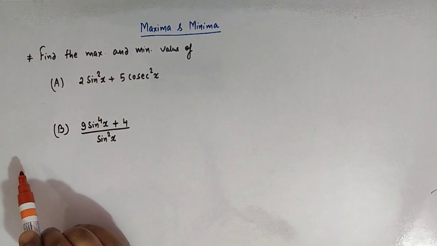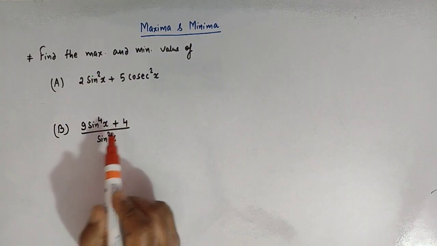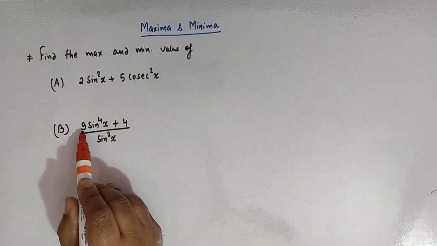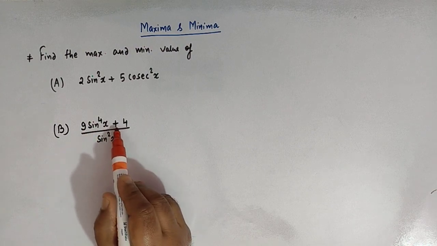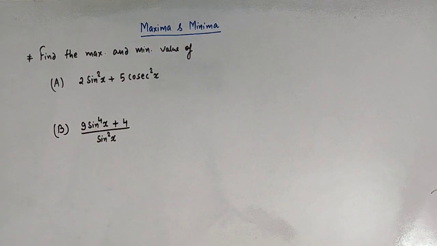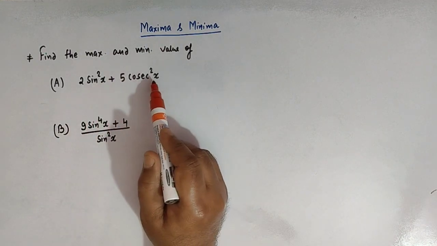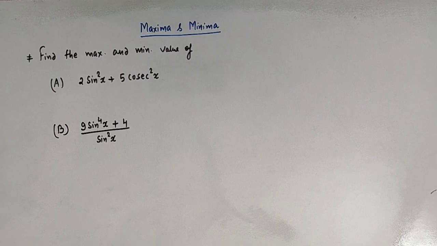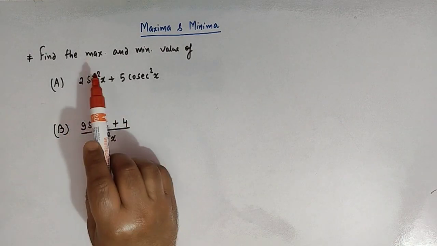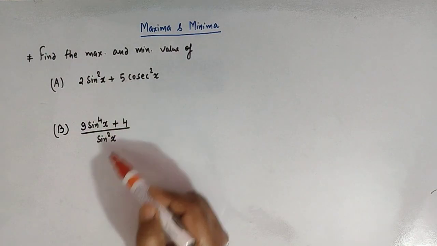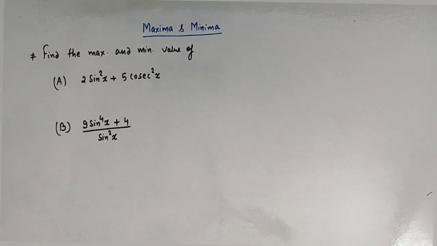And in the second problem, we have to find the maximum and minimum value of this expression, that is (9 sin 4x + 4) divided by sine square x, right? So here we'll see a very short method or a quick method how to find the maximum and minimum values of these type of expressions, right? And we'll also see the general formula or the general result to get the maximum and minimum values of these type of expressions.